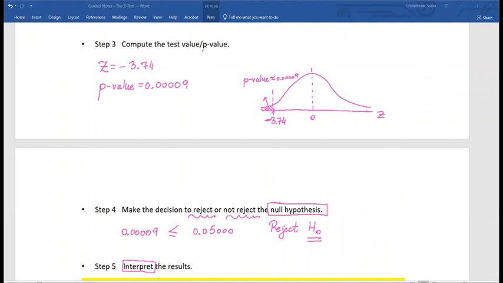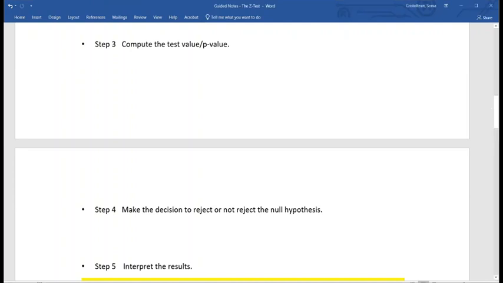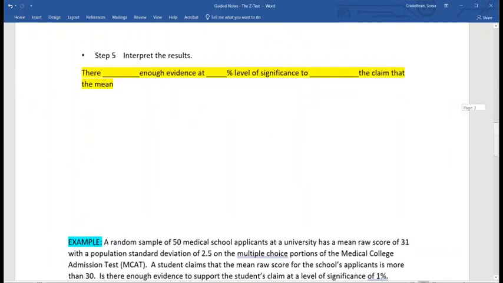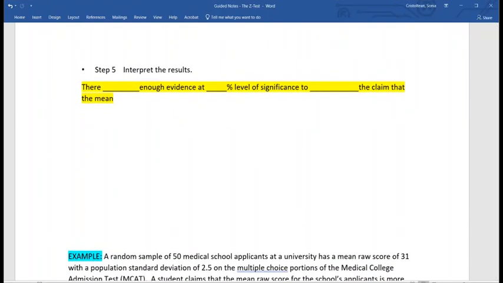So keep in mind, we have enough evidence to reject H sub 0. And remember, the claim was H sub A. So if you follow the table, you should be able to interpret the results. Your interpretation should always look like this. You have to state if there is or there is not enough evidence at a certain level of significance, and in our case, it was 5%, to reject or support the claim, okay?